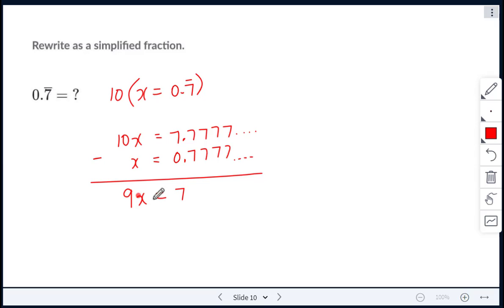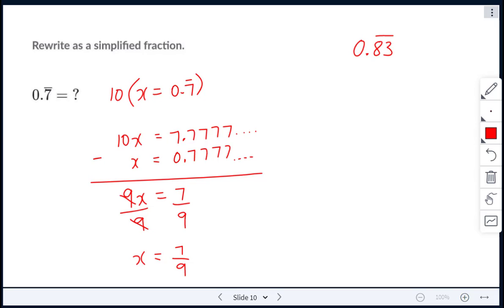Now we're trying to isolate x, so we're going to divide by 9 on both sides. 9 divided by 9 is just 1. That leaves me with x, which is 7 over 9. So our fraction is 7 over 9, and we can't reduce that any further. Again, you can double check: put 7 divided by 9 in your calculator, and you will see it is 0.7 repeating.